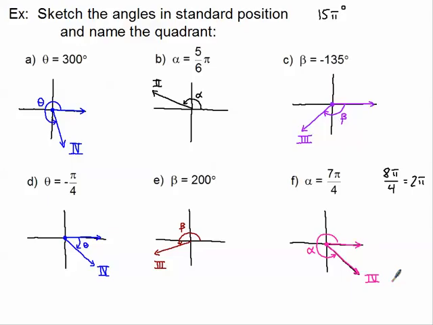That's the end of this tutorial. Right now you should be able to graph angles from radians or from degrees, and of course do all of the labels.